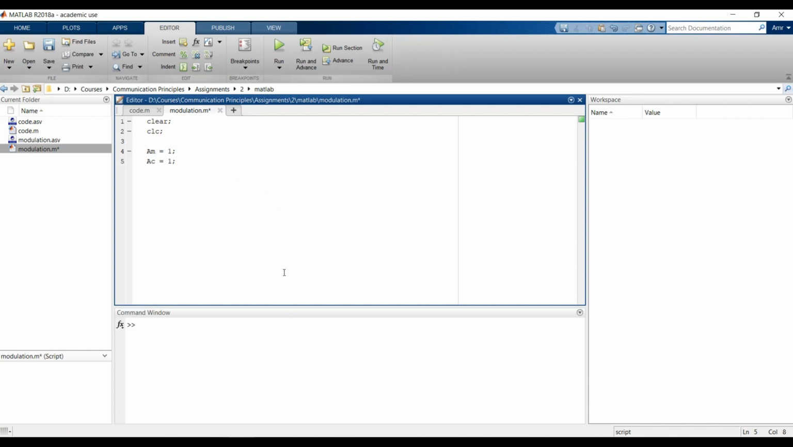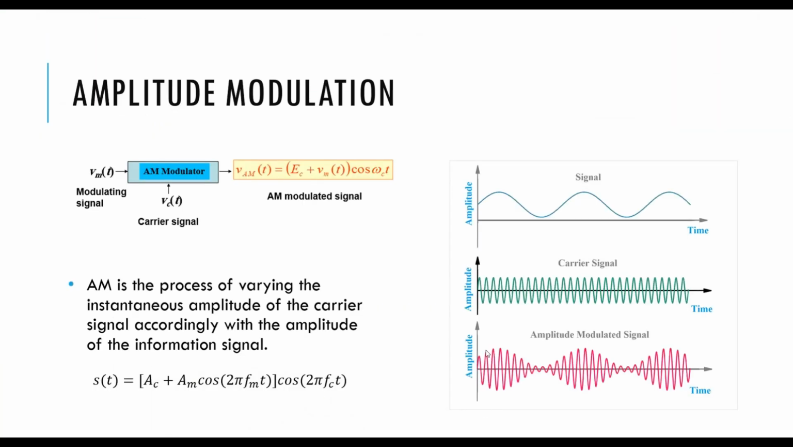how much percent of your signal is modulated. It's equal to AM divided by AC. It's always best and most efficient to have 100% modulation. With lower modulation, it still conveys our message, but not as clearly as in this diagram here.